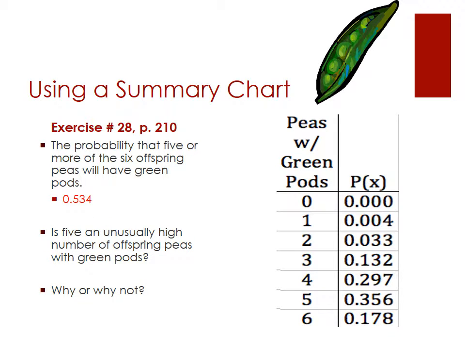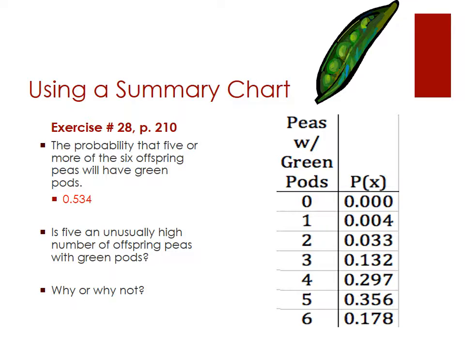Okay, here we will be looking at the probability that 5 or more of the 6 offspring peas will have green pods as 0.534. So again, we would be taking our probability of 5, which is 0.356, and we're going to add in our probability of 6. Because again, we're asking 5 or more. So when we add those together, we get a probability of 0.534.